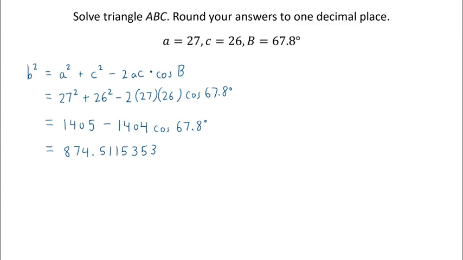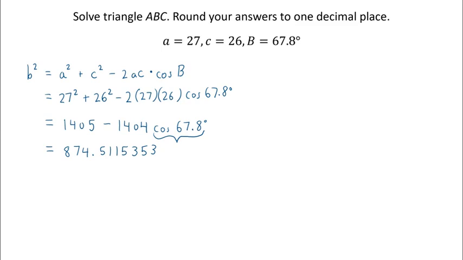Now at this point, we do not want to round this number. I always try to stay as exact as I possibly can, and my calculator took this out to 7 decimal places, so I wrote down all 7 decimal places for the value of b squared. One other thing to remember is that when you're plugging this value into your calculator, you want to make sure that you're in degree mode, not radian mode, because here we're looking for the cosine of 67.8 degrees.